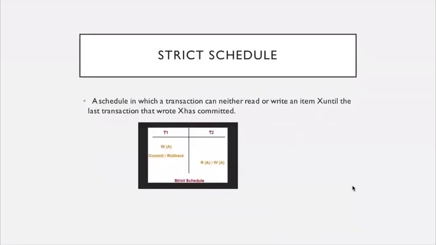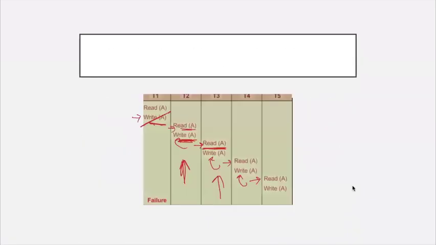So if we see this, let's come back here. If you see, this is a cascading schedule. This is a cascading schedule because if T1 fails, you have to roll back T2, T3, T4, and T5. So this is the cascading.